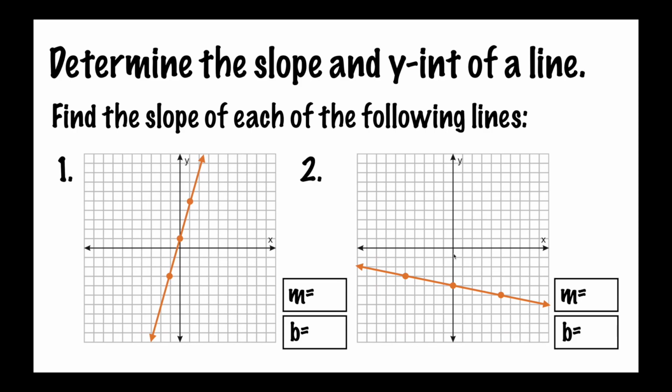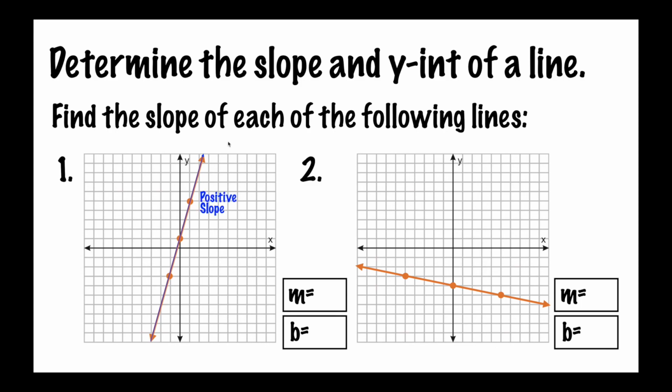Okay, in the next slide, what we're looking at is to determine the slope and y-intercept of a given line. So here we're given this line here, and we want to find just the slope and the y-intercept. So once again, when we're looking for the slope, right away I can see that it travels up as I go from left to right. So I want to remember it's positive right away.